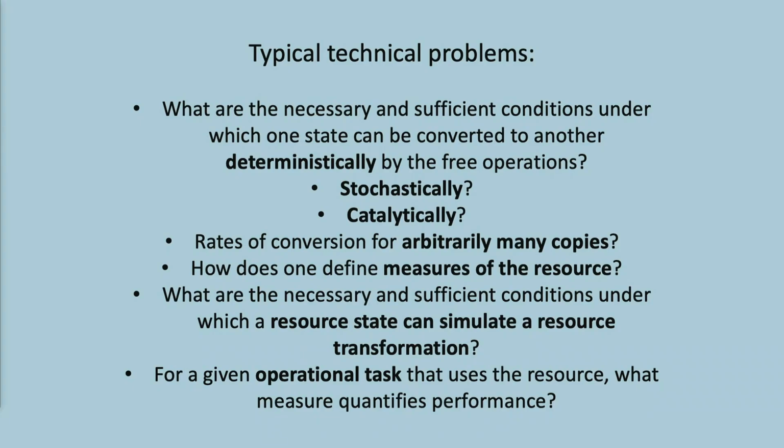People often look at rates of conversion. If I have n copies of psi where n is arbitrarily large, and I turn it into m copies of phi, what's the rate m over n in the limit that n goes to infinity that I can achieve? That's part of the asymptotic theory of the resource. A big question is, how can you define different measures of the resource? I'm going to say a little bit more about how we should define a measure of the resource. You might also ask for necessary and sufficient conditions where some state can simulate some transformation in the resource theory.